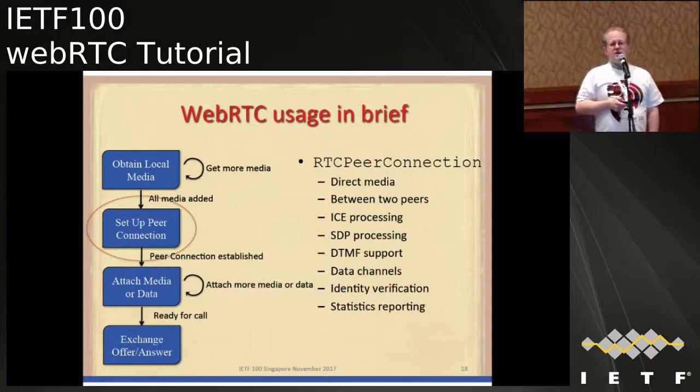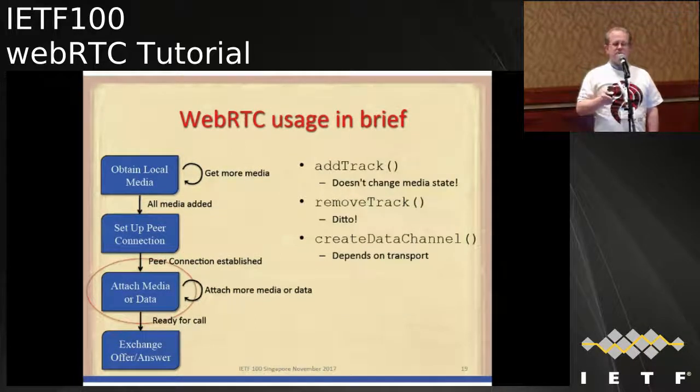You need to set up a peer connection, and the RTCPeerConnection API is the one that does that. I've listed here all of the things that the peer connection actually does or provides an API surface for. So a lot of what we think of as WebRTC really lives here. Now, once you have a peer connection, that doesn't mean that any media is flowing yet. Okay?